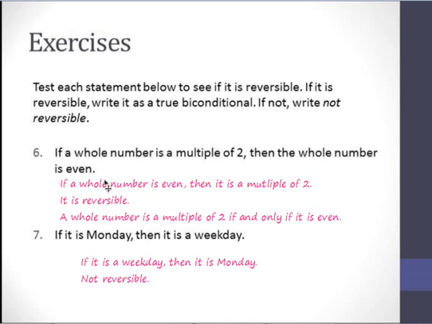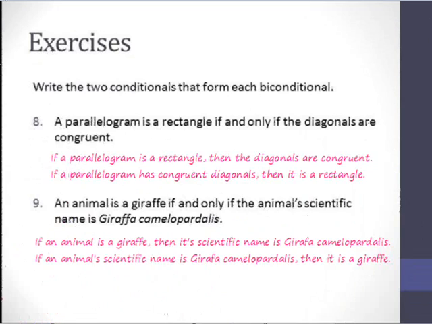Here's the biconditional, okay? First we reverse it, it's the converse. And because they're both true, it is reversible. And so then we can write the biconditional. Remember, you can also write, if you don't want to write out if and only if, you can write IFF. That works, okay? And then here, when we reverse them, we see it's not reversible. It's not true in both directions.